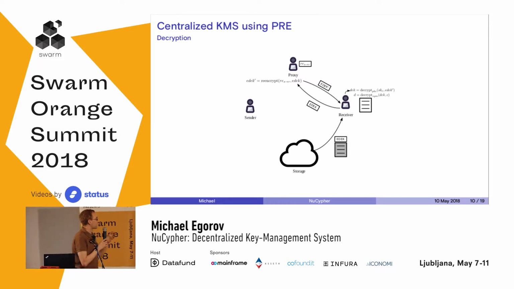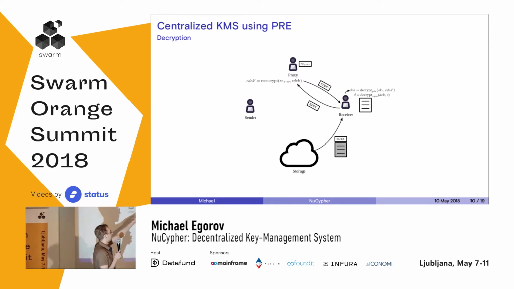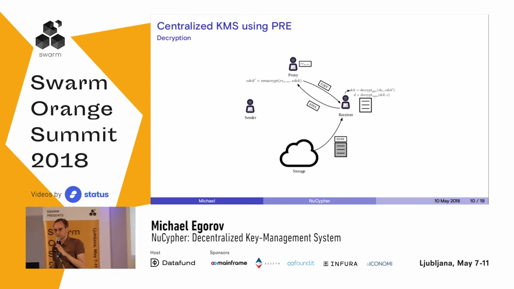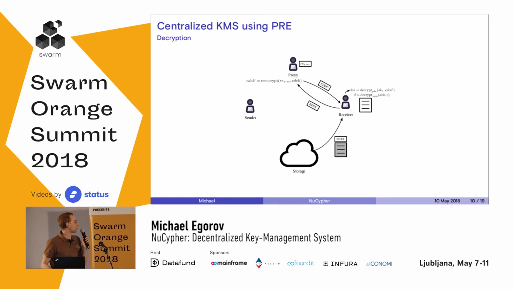And then Bob can already decrypt this transformed encrypted symmetric key. He does that, he gets the symmetric key, and using that, he decrypts the data. So Bob sees the data. So that's just what you get using normal proxy re-encryption.